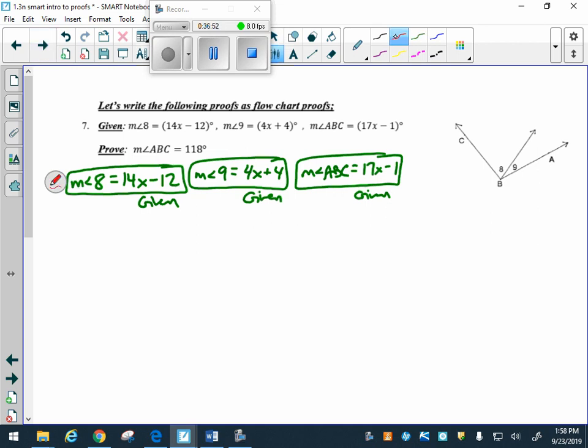Next thing we have to do is remember to do what? Label the diagram. 14x minus 12 goes there. 4x plus 4 goes there. And the whole thing is 17x minus 1.